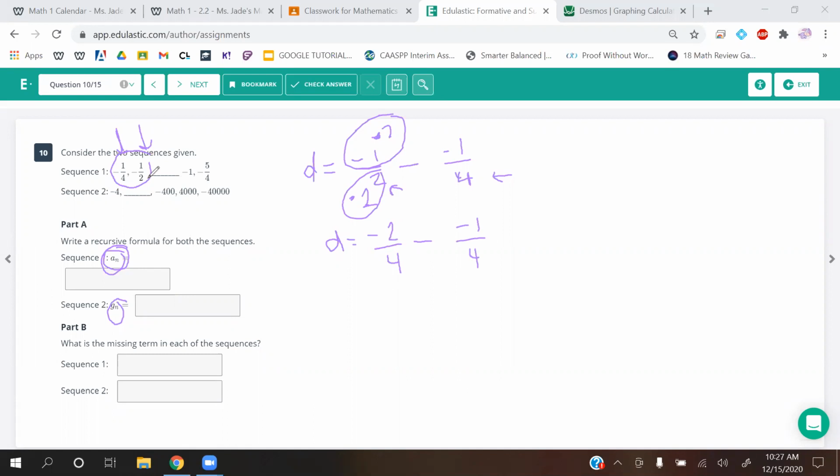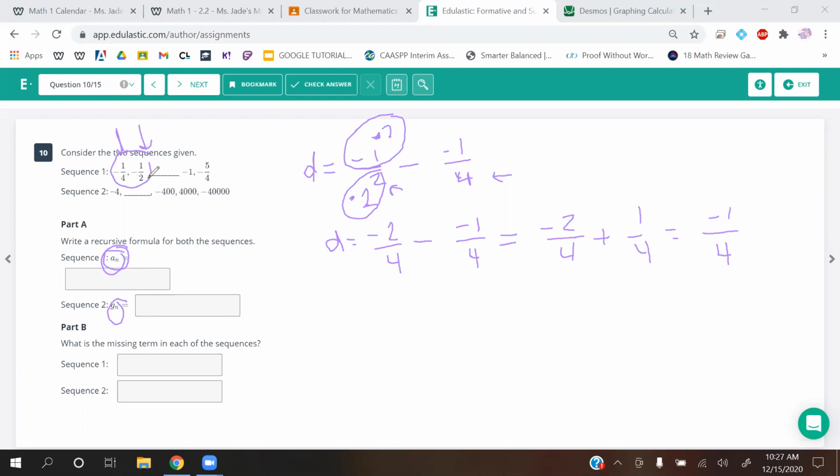Okay. And then we have negative 2 fourths minus negative 1 fourth. When you subtract a negative, that is adding the positive. So it's really plus 1 fourth. And then now you just have negative 2 plus 1 gives us negative 1 over 4.